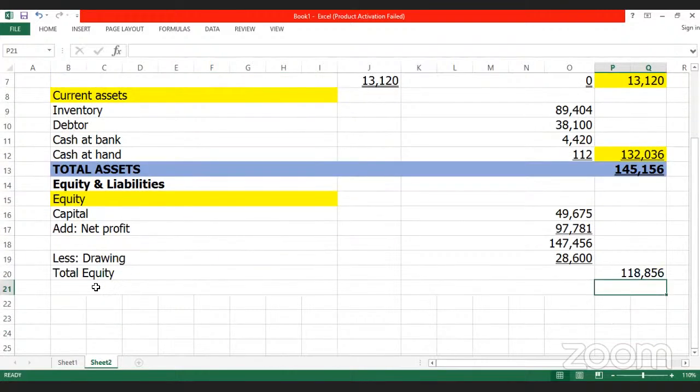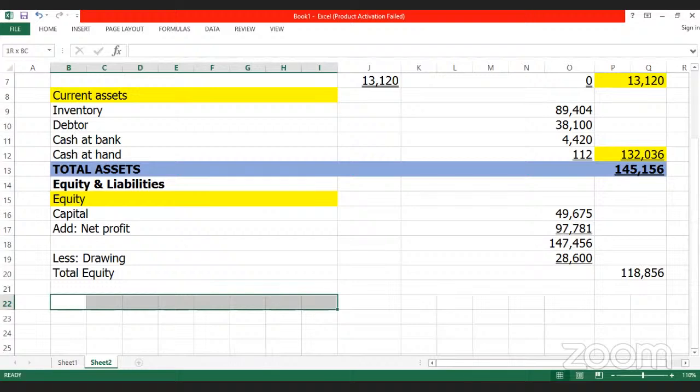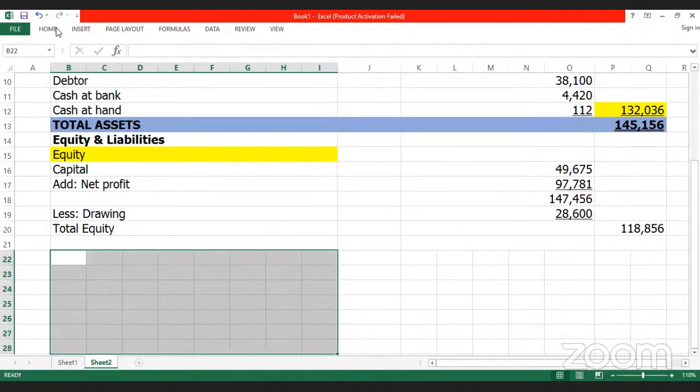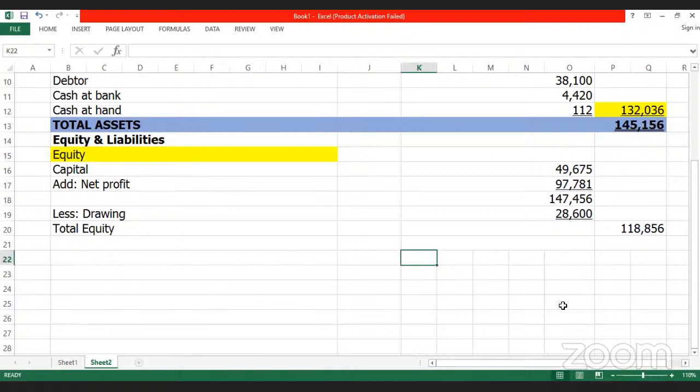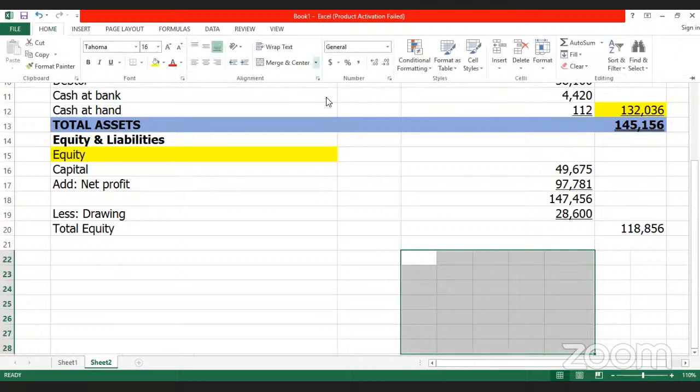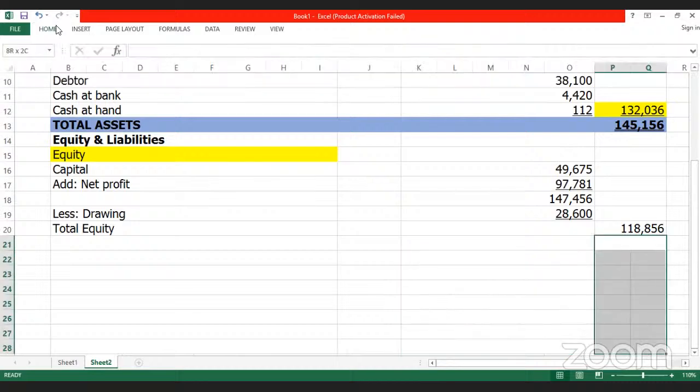We can move to the liabilities, but I see we only have the current liabilities. I've not seen any non-current liability in the scenario. All we have are current liabilities. We don't have the non-current liabilities so far. But we are going to put the non-current liabilities just in case you find another question with such liabilities.